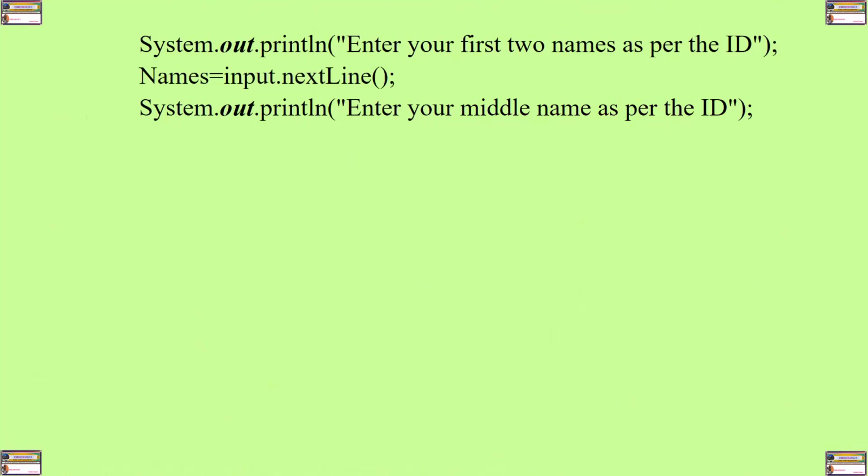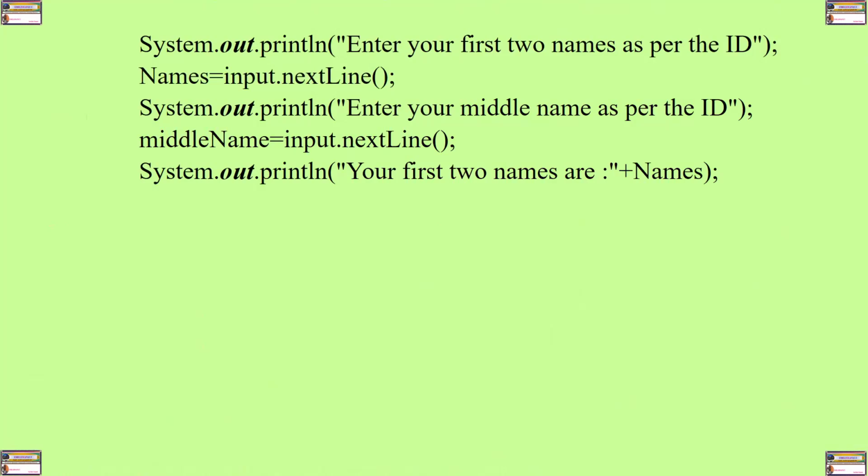Then we prompt the user to enter his or her middle name as per the ID. Then we read the middle name. The user will type the middle name, and that text will be read by the method nextLine through the object input, and it will be assigned to the memory location called middle name. And then we can inform the user of his or her two names. So your first two names are, and the two names will be read from the memory location called names and displayed. If the user entered the two names as Julius Meme, this statement will read: Your first two names are Julius Meme.